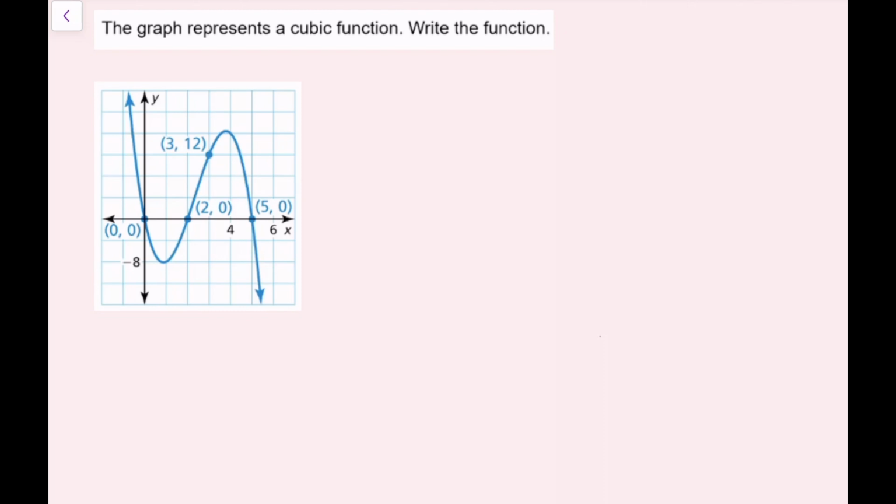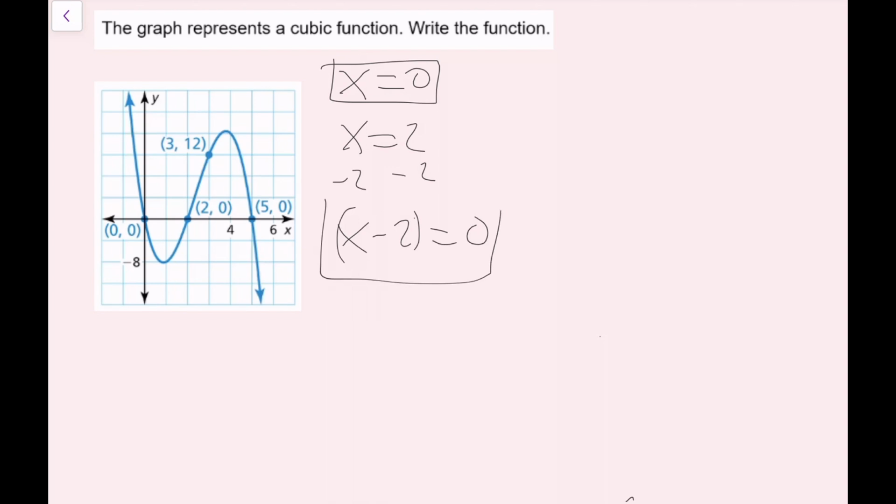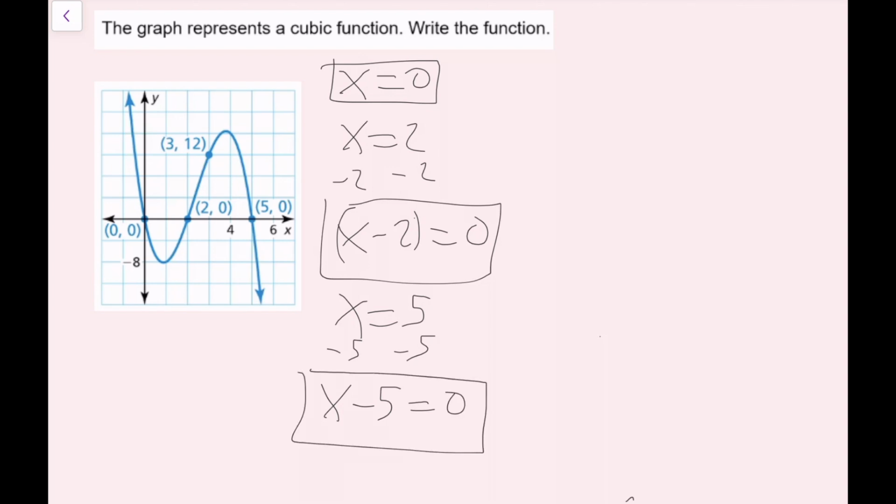So I see that I have the point 0, 0. So one of my x values is x equals 0. And then I also see that I have x equals 2, which once again, if I subtract 2 on both sides, I get that x minus 2 is equal to 0. And then the last one I have is x equals 5 here. So then if I subtract 5, I get x minus 5 equals 0.